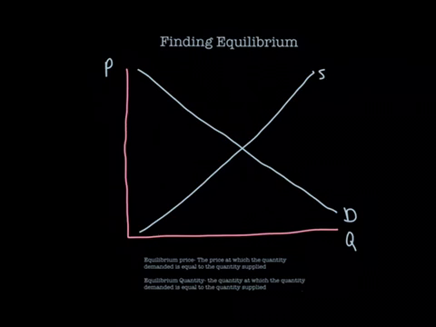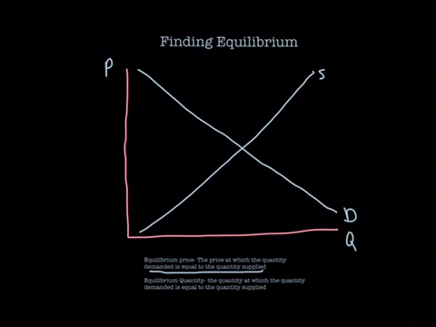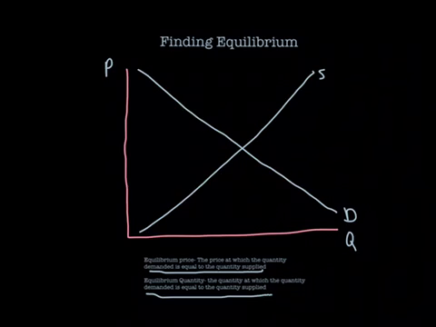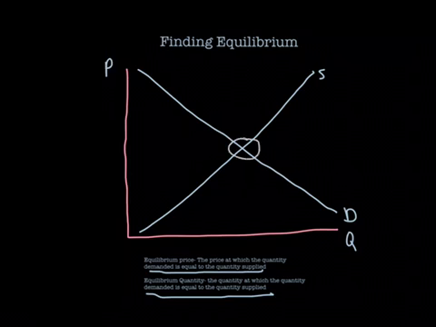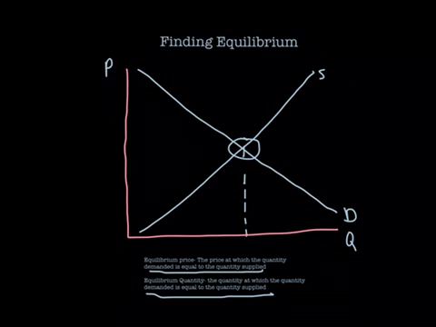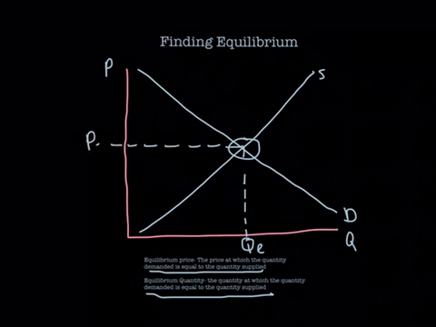The next step to understanding supply and demand is finding equilibrium. Equilibrium price is the price at which the quantity demanded is equal to the quantity supplied. And equilibrium quantity is the quantity at which the quantity demanded is equal to the quantity supplied. The way to find this on a graph is to see where supply and demand meet, which is right here. To graph it, you would first graph quantity and label that quantity equilibrium. And then go to your left and graph price and label that price equilibrium.